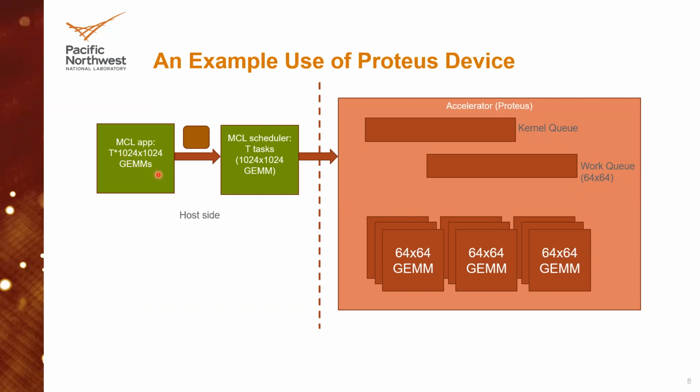And these tasks are then passed on to the MCL scheduler. MCL scheduler will schedule these tasks and pass them onto the Proteus device. So this goes into the kernel queue for the device, and then work from the kernel queue is decomposed into units of work which can execute on the compute units. And then this work queue is populated, and compute units will then take work from this work queue and start working on that work. Once they're done, they go back to the work queue. If there's work available, they take it, and so on and so forth.